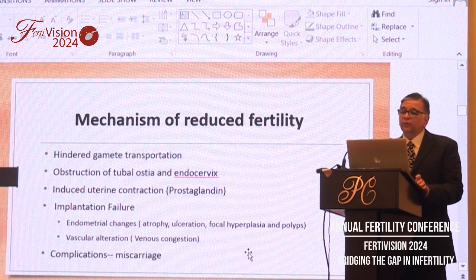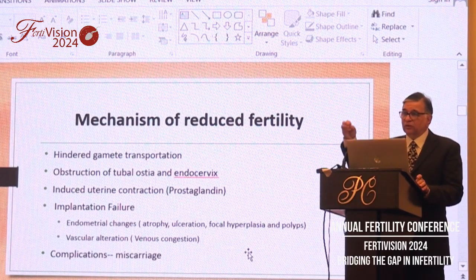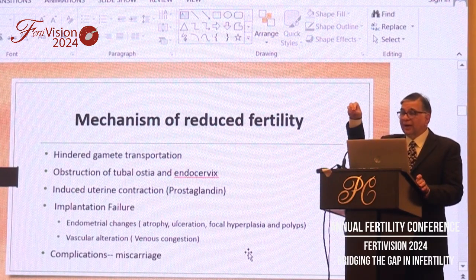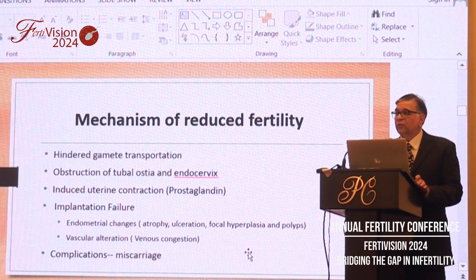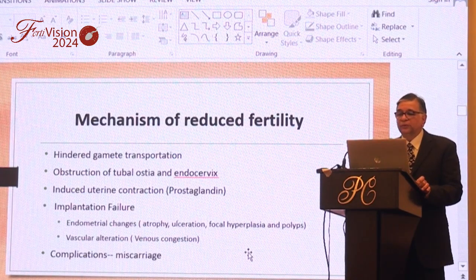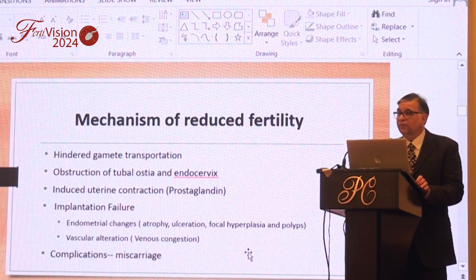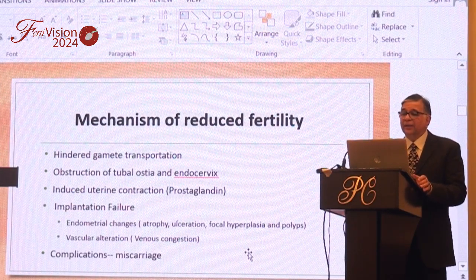There can be obstruction of the tubal ostia. Sometimes you see fibroids sitting right at the entrance of the tubes into the uterus, and they cause physical problems in the entry of the gametes into the fallopian tubes. They can alter uterine contractility and uterine function by local release of prostaglandins.